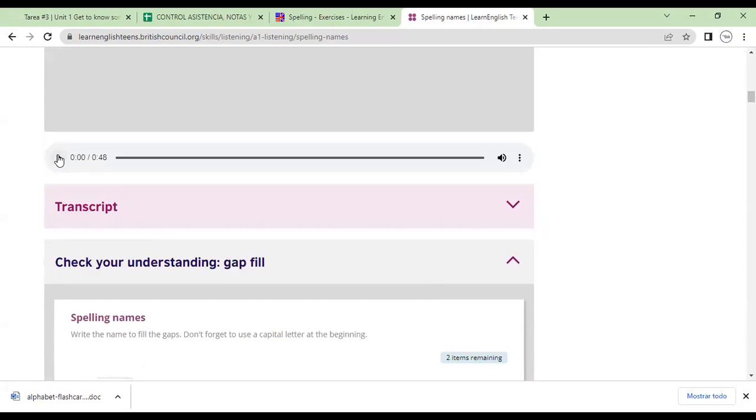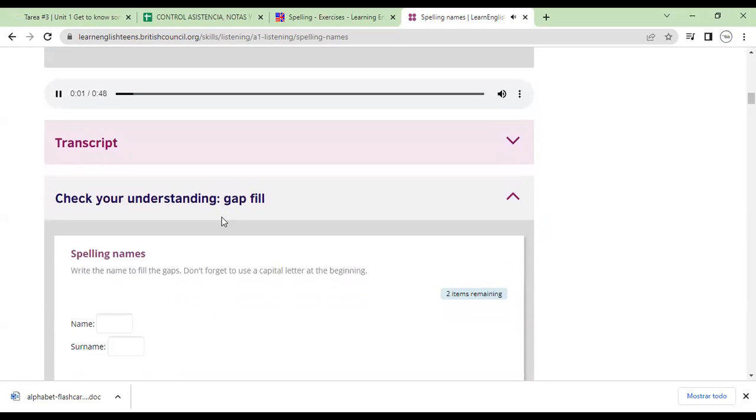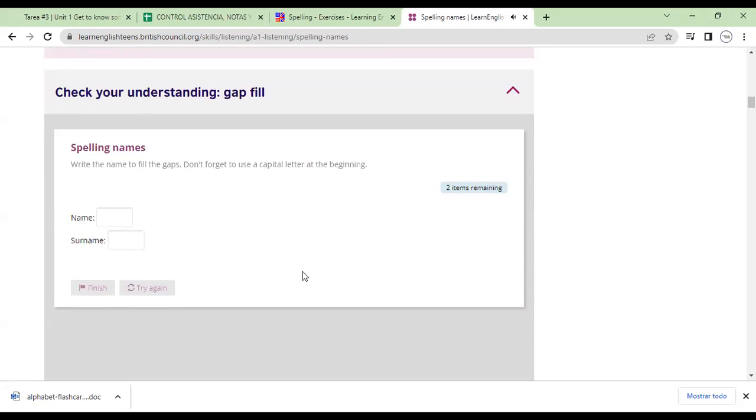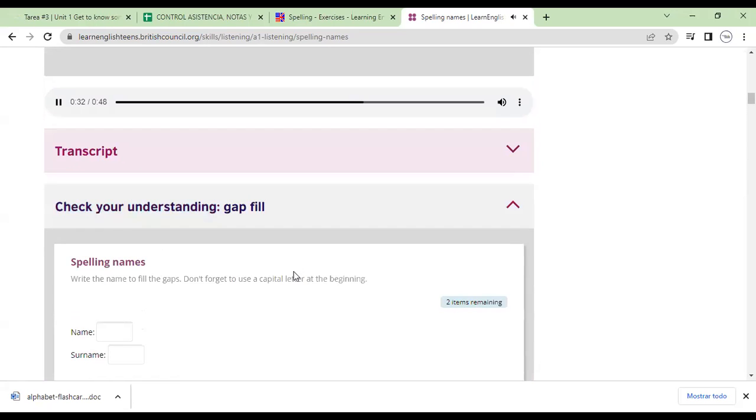What's your name? Annika. Can you spell that? A-N-I-K-A. What's your surname? Reeves. Can you spell that? R-E-E-V-E-S. That's right. This recording was brought to you by the British Council. To find others like it, what's your name?